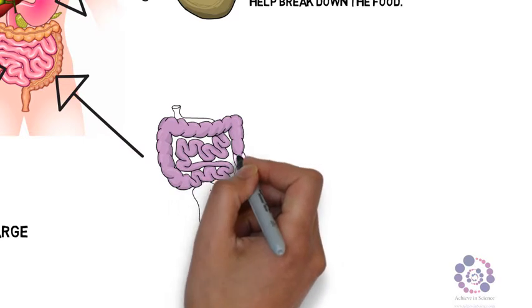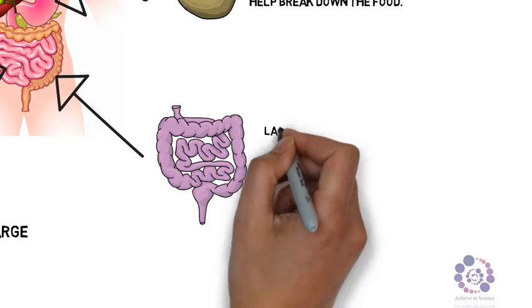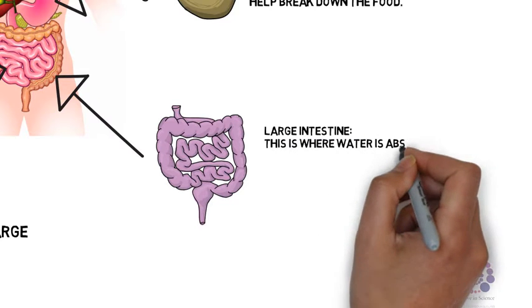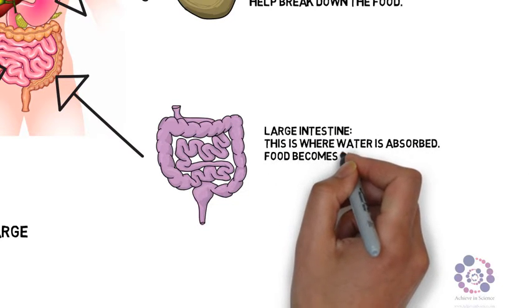Finally, the large intestine is where water is absorbed. In here, food becomes drier and thicker in its consistency, and feces are formed.